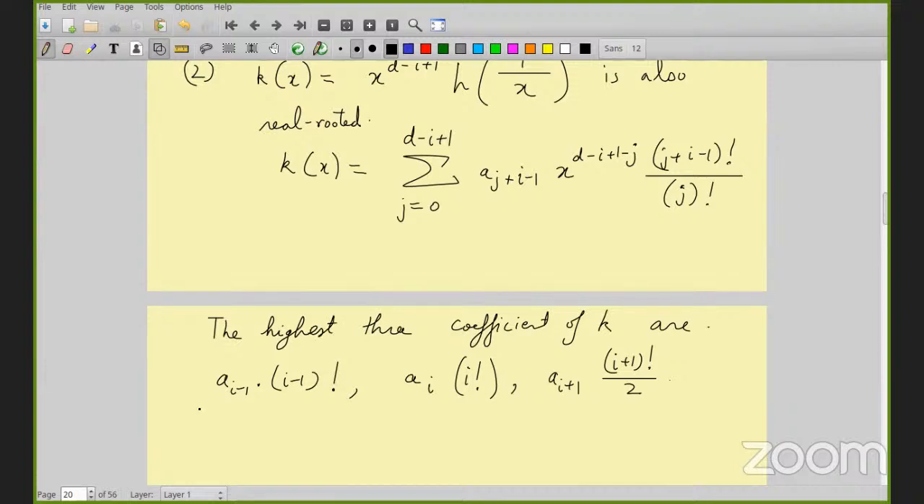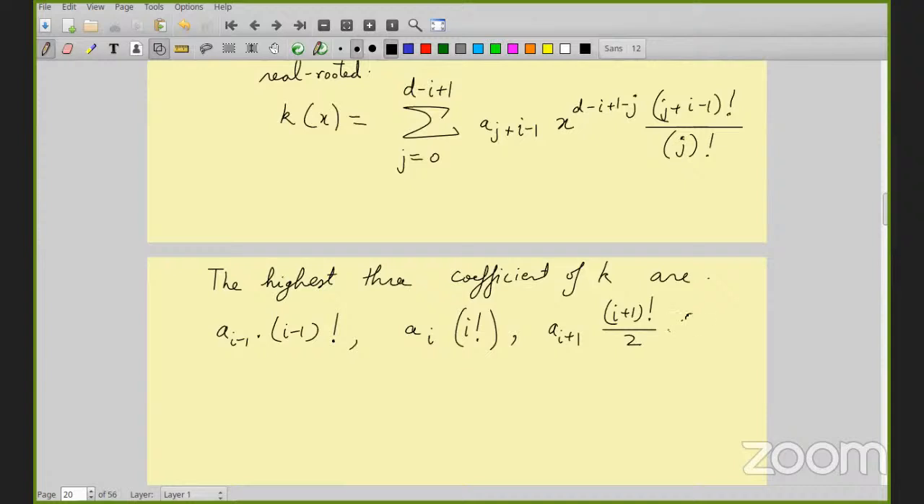Okay. So these are the ones we actually want, and the remaining we want to get rid of. The remaining d minus i minus one coefficients. We want to get it. Who is coming there?